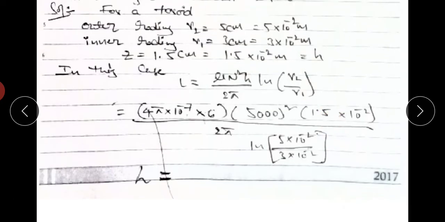Here the mu value, n value and h value, divided by 2 pi into ln of 5 into 10 to the power of minus 2 by 3 into 10 to the power of minus 2. So find the inductance of the toroid by using this formula. If in some problems they give the mean radius value, in that case the formula is different. Okay, next problem.